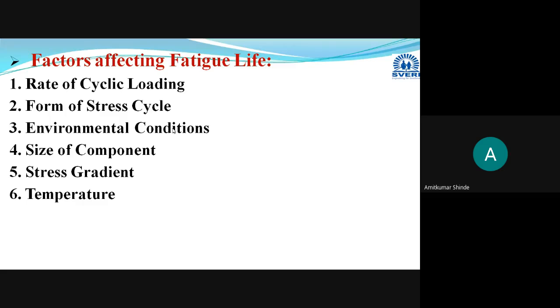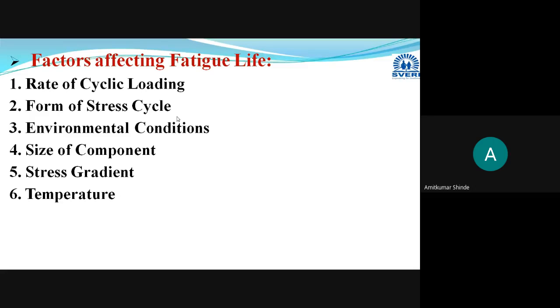Now here, what is the stress gradient? Stress gradient means the rate at which the stress changes. At a particular point stress will be less, and at another point of that component stress will be more. This is termed a more stress gradient: variation of stress in the same component, with different stress acting at different points. It will decrease the fatigue life.